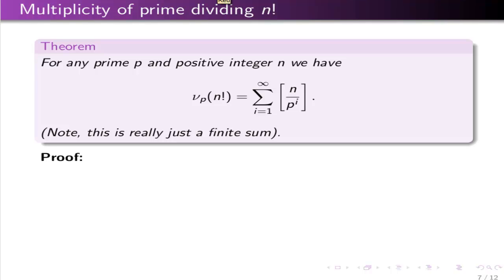So why is that? It stops when p to the i is bigger than n. All of these terms become 0 at that point. So there's really only log to the base p of n terms in that sum. So don't think of it as an infinite sum. That's just a convenient notation. And the proof, in words, is very straightforward. So we have n factorial means this.